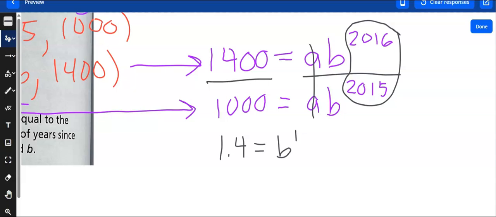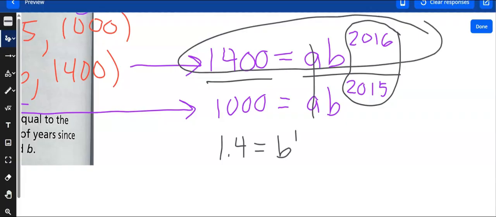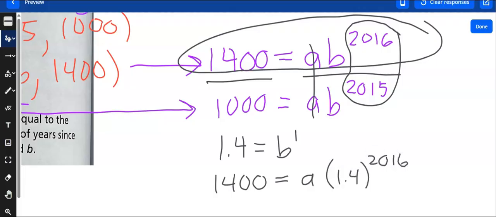Okay. So now we know what the b value is. Do we have any equations that we could plug it back into and figure out what a is? We could use either one of them, right? Do you have a preference? First one? Okay. We'll use the first one. 1400 equals a times 1.4 to the 2016 power.